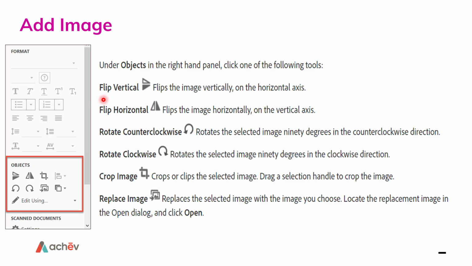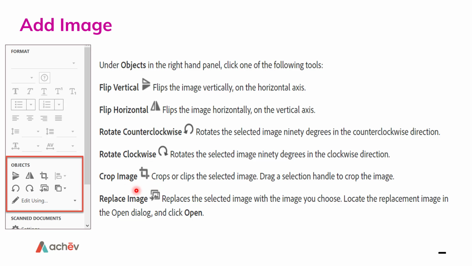This image here is the Flip Vertical tool, which will allow you to flip the image vertically on its horizontal axis. The Flip Horizontal tool flips the image horizontally on the vertical axis. The Rotate Counterclockwise tool rotates the selected image 90 degrees in a counterclockwise direction. And of course, the Rotate Clockwise tool will rotate the image in the opposite direction.